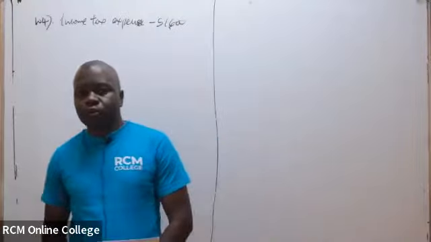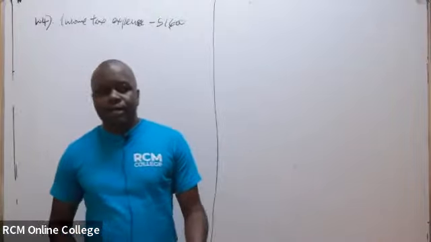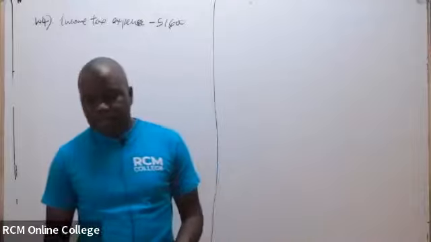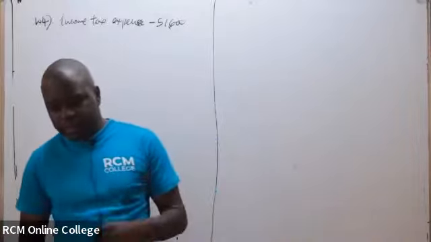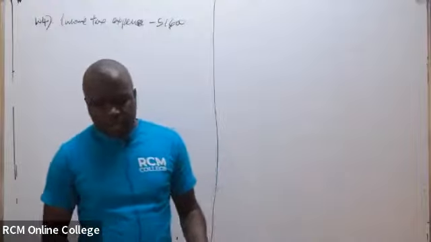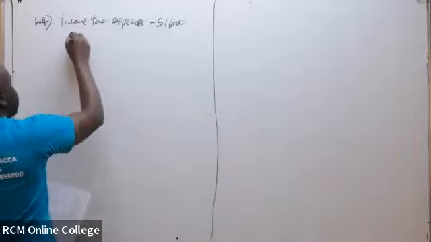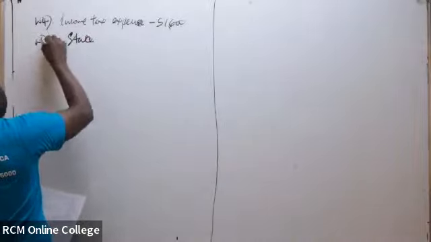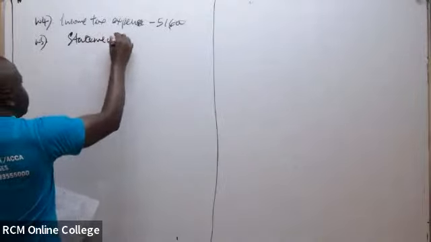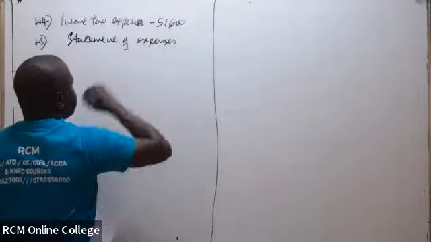So we group them as cost of sales, as admin expenses, as selling and distribution expenses, or we can end up grouping them as maybe finance expenses. So in this case, we can now get the statement of expenses. This can be our working number 5, statement of expenses.